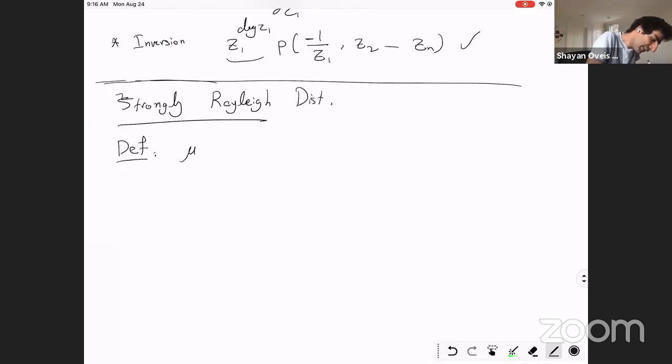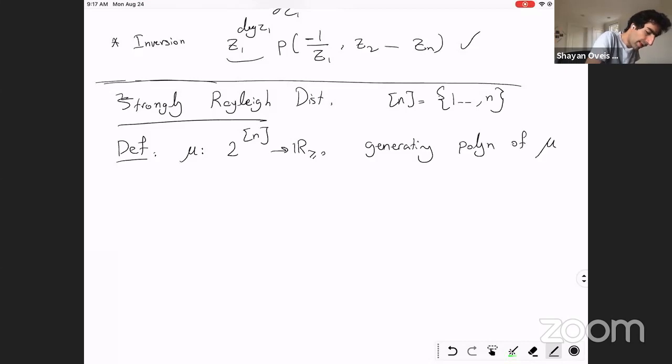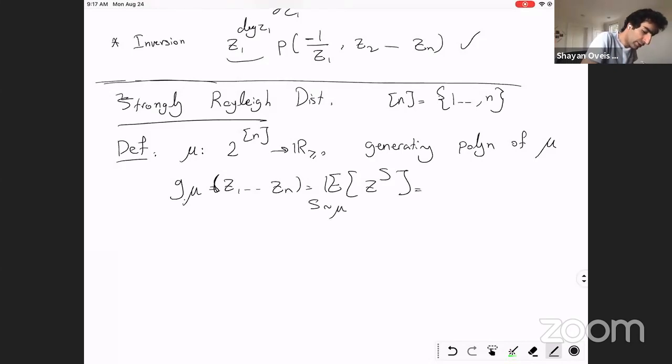So let's say we have a probability distribution mu on subsets of numbers. I'm going to use [n] to denote the numbers 1 to n. I have this distribution mu on subsets of [n]. The generating polynomial of mu is this polynomial g_mu, a multivariate polynomial on variables z1 up to zn, and it's equal to the expectation of z^S for a set S sampled from mu. In other words, it's equal to the summation over all subsets S of [n] of mu(S), the probability of S under this distribution mu, times the product of z_i for i in S.